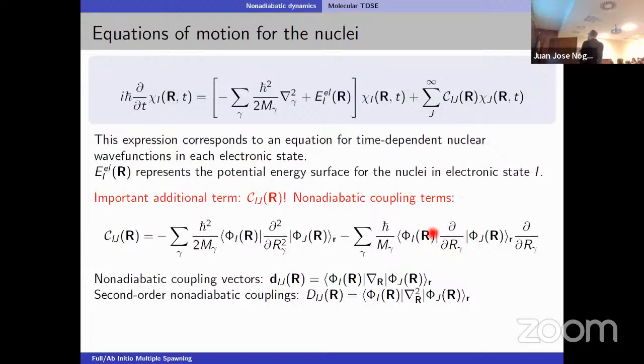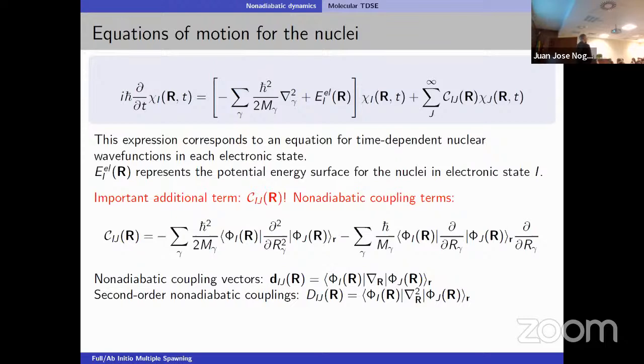Here you have the same type of terms, but now related to the second derivative. So this is called the non-adiabatic coupling vector, and this is called the second order non-adiabatic coupling. And these terms are responsible for telling how the motion of the nuclei can alter, if you want, the electronic state in which a molecule is evolving, or how amplitudes on one electronic state can be transferred to another electronic state due to the nuclear motion.